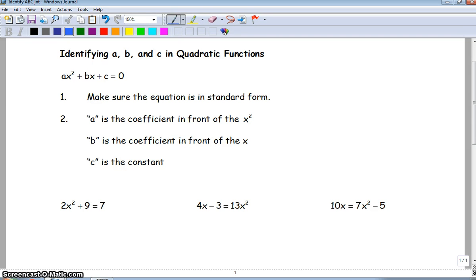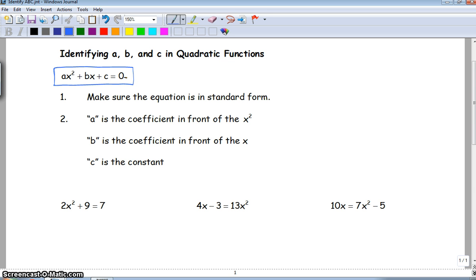This is help identifying a, b, and c in a quadratic function. When you're asked to identify these coefficients, these numbers, you need to make sure the equation's in standard form first. So it's going to look something like this, where the term with the x squared comes first, the term with the x comes second, and the constant at the end is the final term, and everything's set equal to 0.